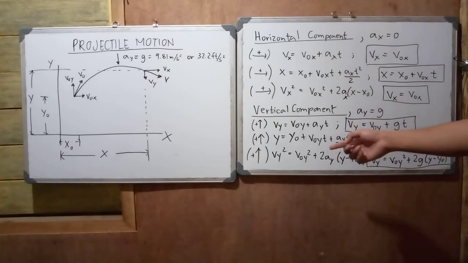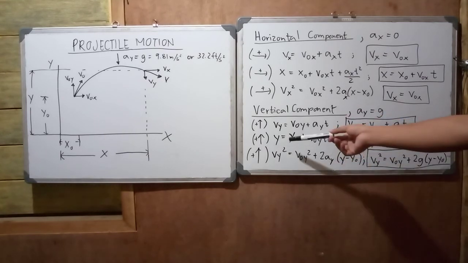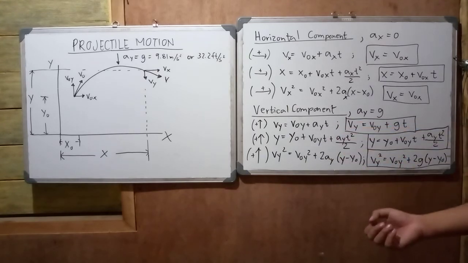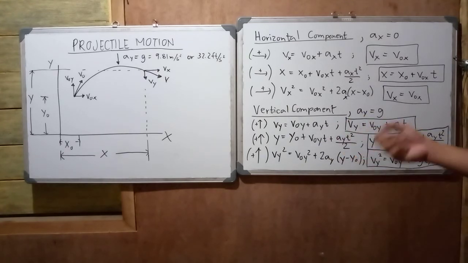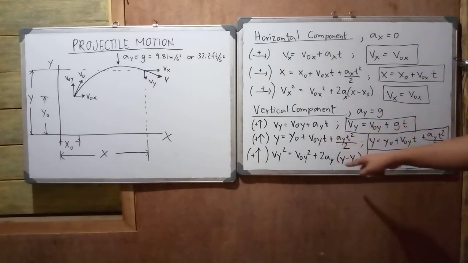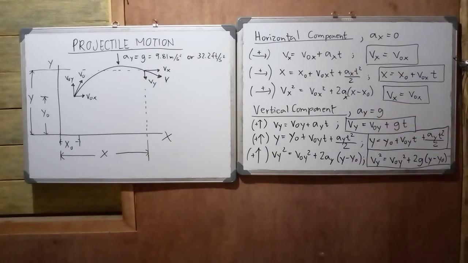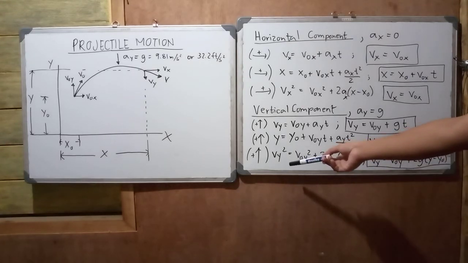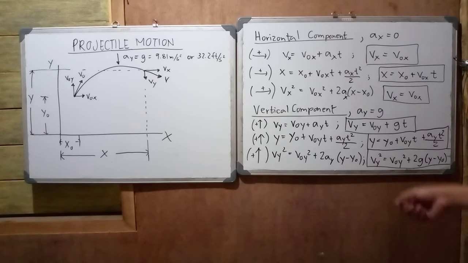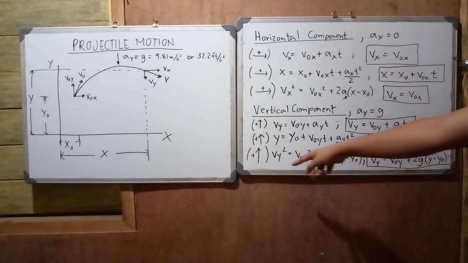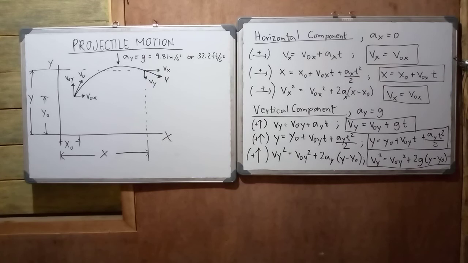Same with your formula for position along y-axis. We have y is equal to y sub o plus voy t plus a sub y t squared over 2. Since ay is equal to g, we get this formula. And then, we have this formula: v squared equals vo squared plus 2a times y minus y sub o, all with a subscript of y.